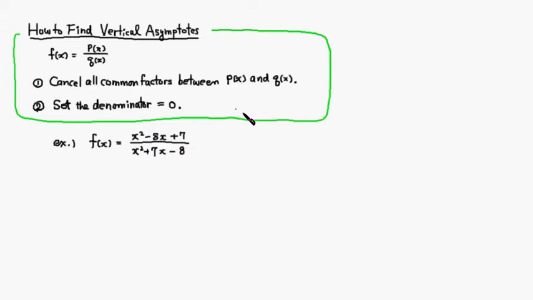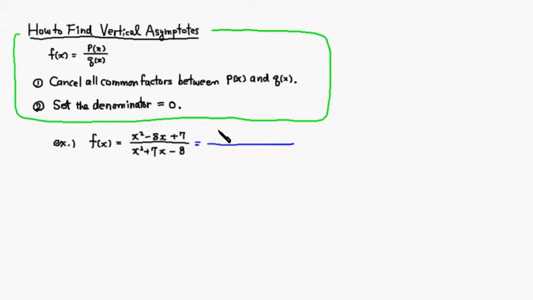So let's do that. Here's an example. f of x is a rational function, x squared minus 8x plus 7 over x squared minus 7x minus 8. Step one, we need to factor so that we can cancel the common factors. Let's factor the top polynomial.